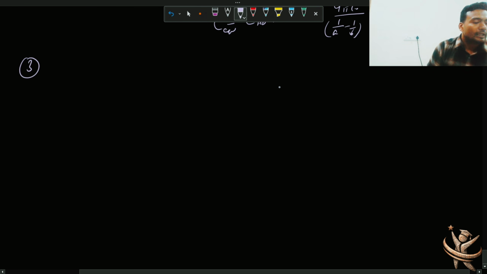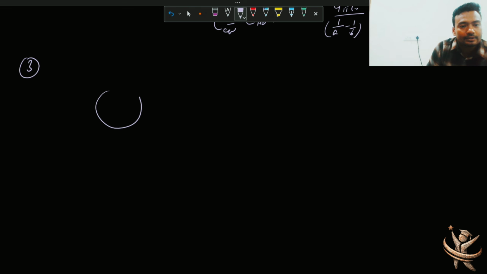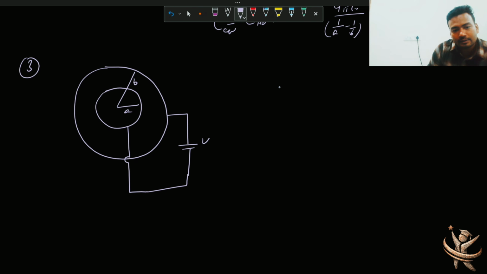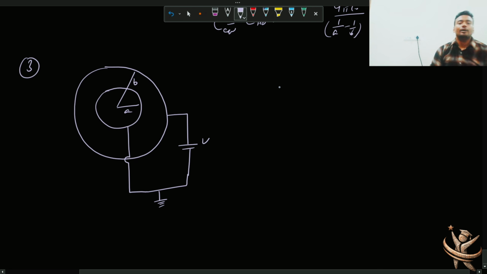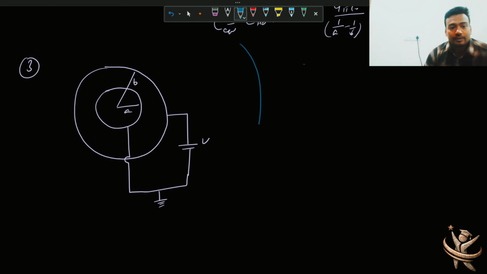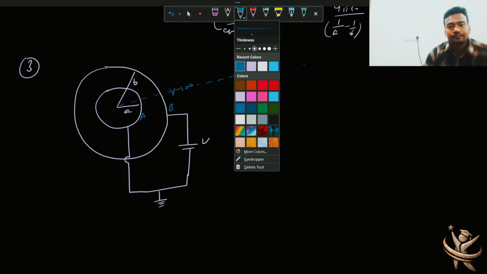Third, let me take an example like this. Imagine these two spheres, let's say radius A, radius B, and the outer one is connected to a battery like this. You have to find its C equivalent. So again the approach is the same. At infinite distance you have to imagine this C, another sphere, and it is grounded.